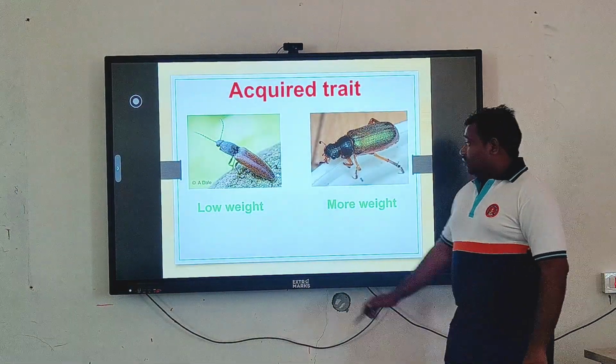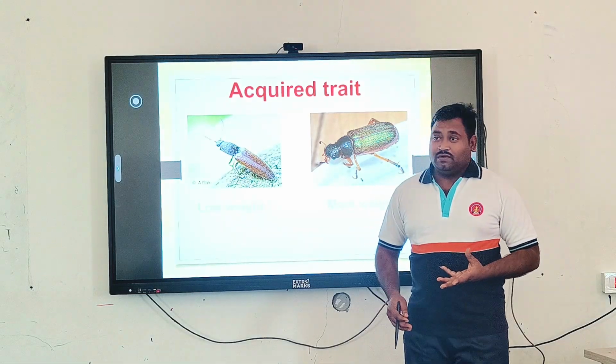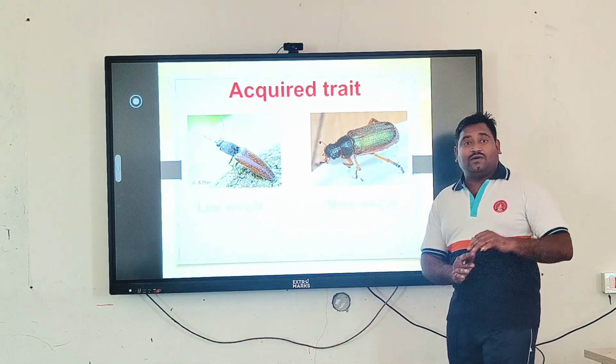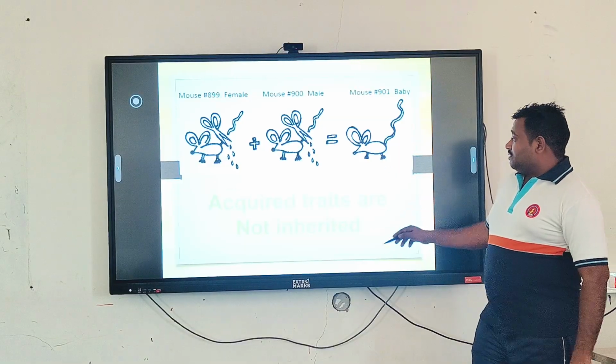And you see, low weight, more weight, depending on the amount of food you are eating. So your weight can be gained or become less, depending on what you eat.